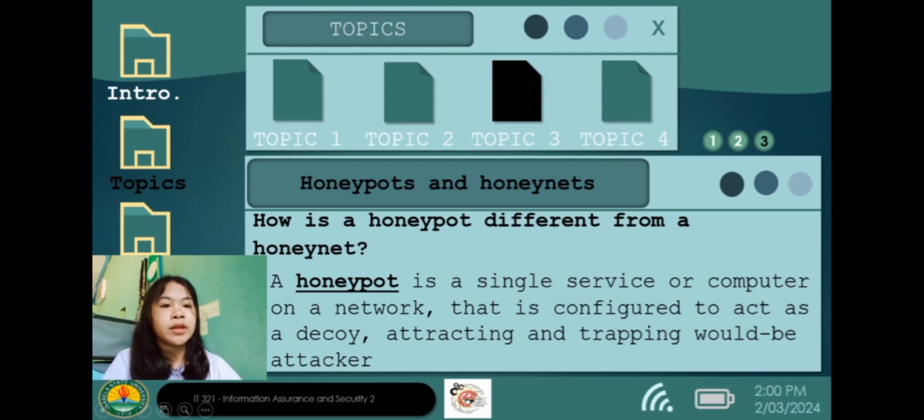How is a honeypot different from a honeynet? A honeypot is a single service or computer on a network that is configured to act as a decoy, attracting and trapping would-be attackers, meaning it is like a digital trap set up to deceive and catch cyber attackers. It's typically a computer system or a network resource that appears to be part of a legitimate network, but it is actually isolated and monitored.